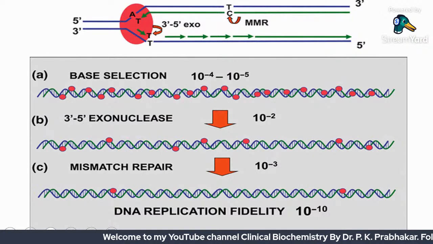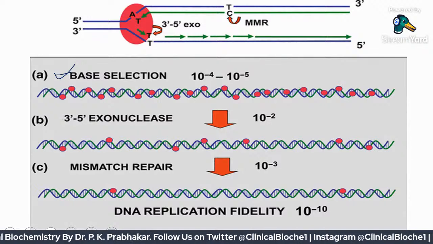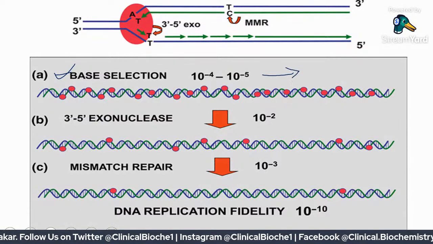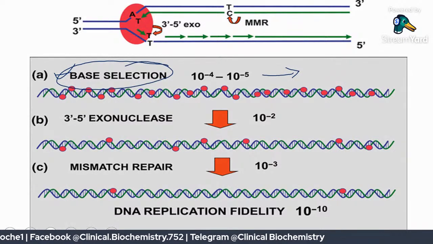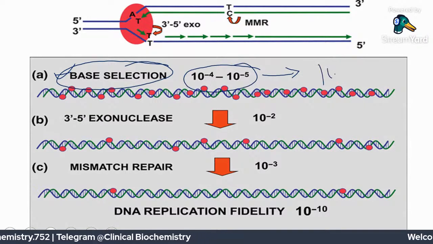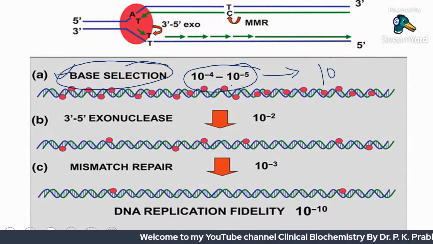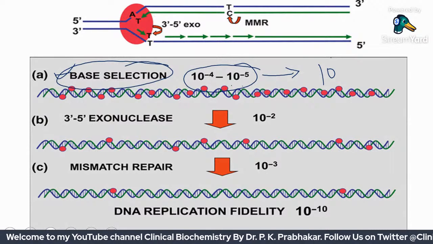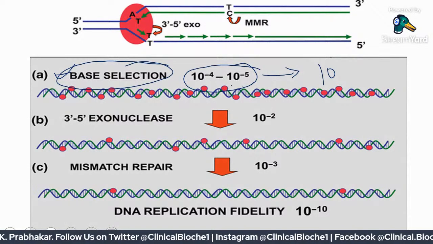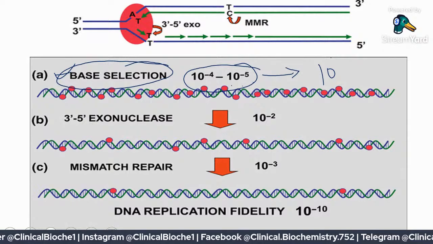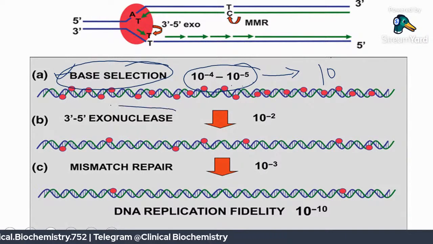So the first, accuracy occurs at the base selection process. When DNA polymerase selects a nucleotide for addition, that base selection, nucleotide selection by DNA polymerase, provides this much accuracy, 10 to the power minus 4, at the complementary base pair selection. Then if they have selected a wrong base, that will be repaired by proofreading capacity. Proofreading means seeing the added nucleotide, looking at whether it is right or wrong. If it is wrong, replace it. If it is right, move forward. That is called proofreading.